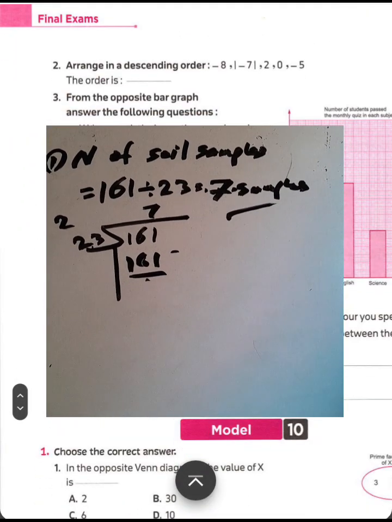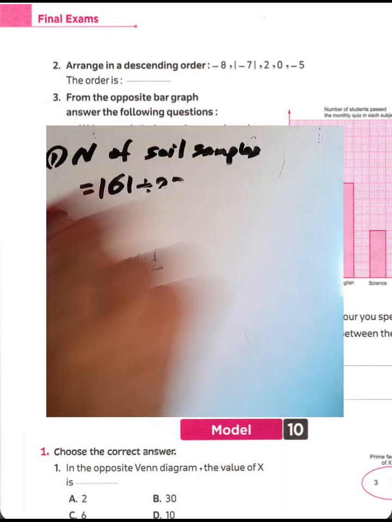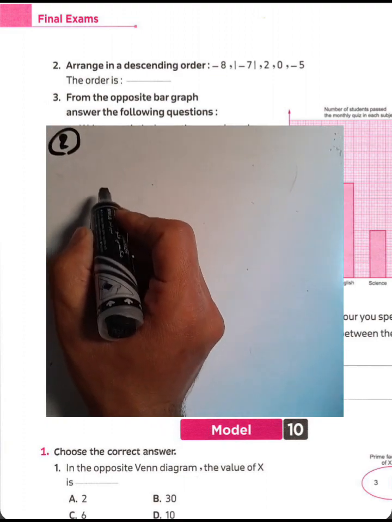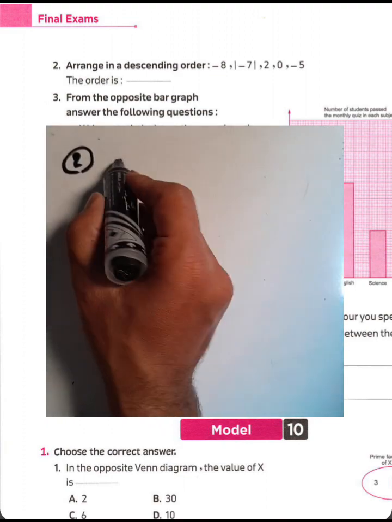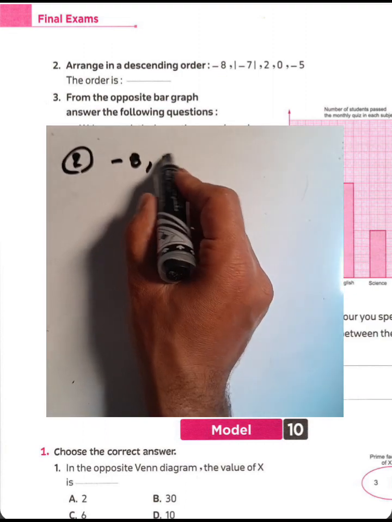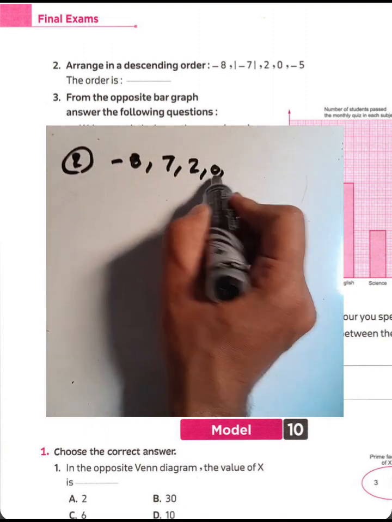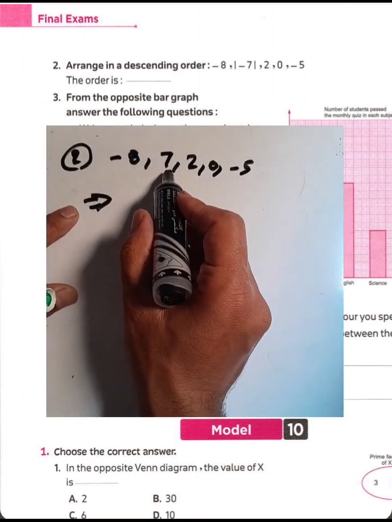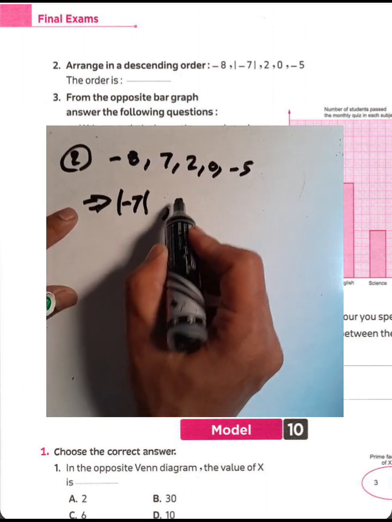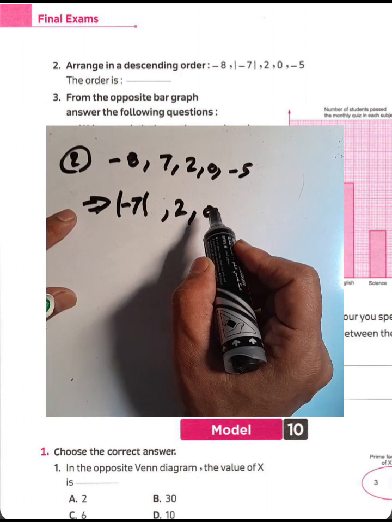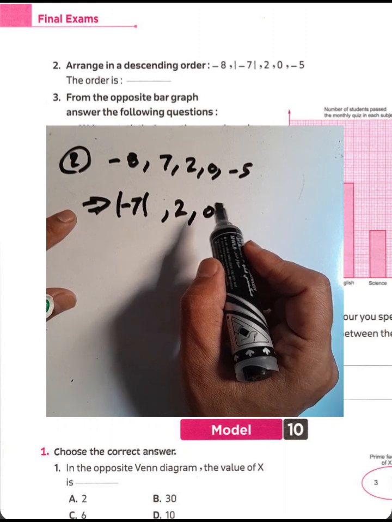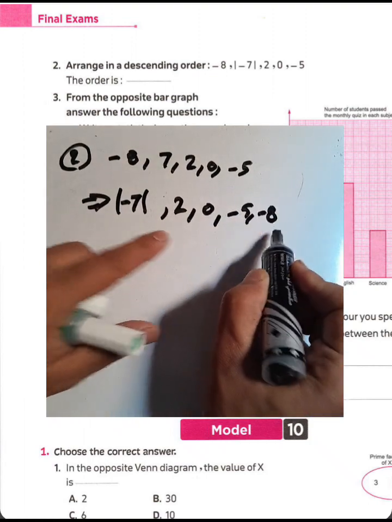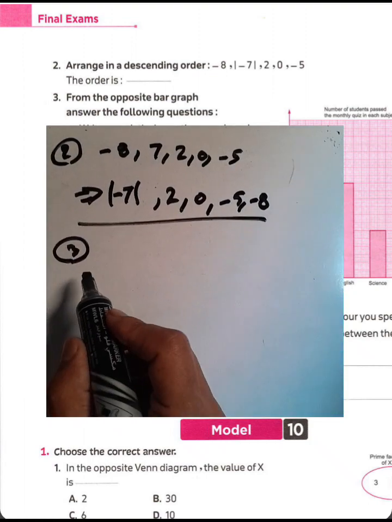Next question, arrange in descending order. First step, you must find the absolute value of all the numbers. About question number 2, we have here negative 8, the absolute value of negative 7 will be 7, 2, 0, and negative 5. Then we can find the order. You want to find the result descending from greatest to smallest: 7, 2, 0, negative 5, and negative 8.